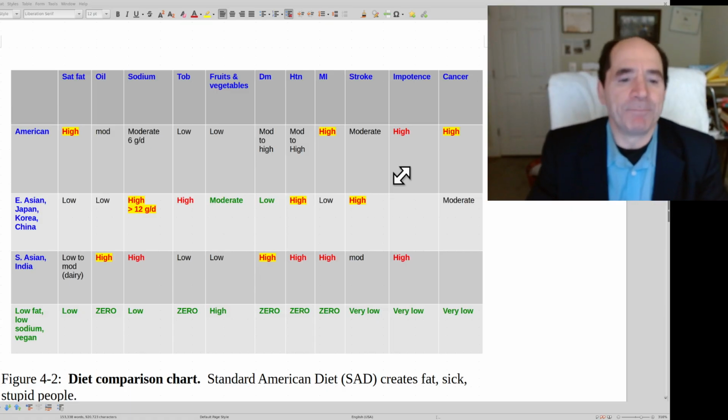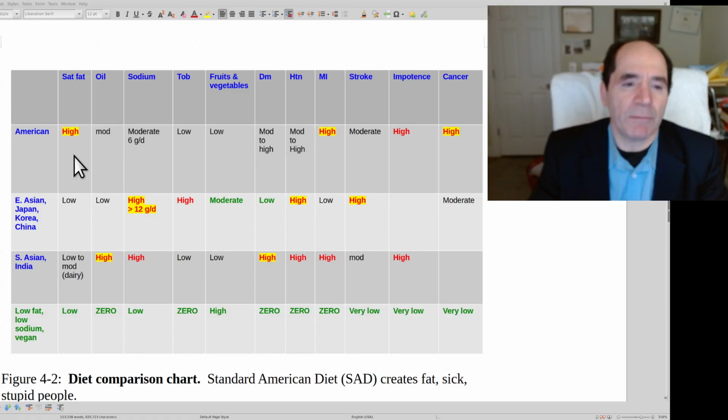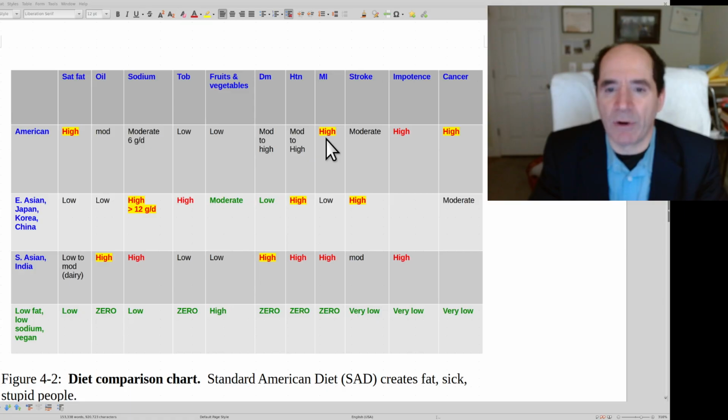All right, diet comparison chart. So the American diet, the SAD diet, standard American diet, very high in saturated fat. It has a moderate amount of oil, moderately high in sodium, and it's a disaster for health. Causes tons of atherosclerosis, and the most common cause of death is myocardial infarction. Moderate amount of strokes, and guys often are impotent before they have symptoms of heart disease, okay, and very high incidence of cancer. So it's for chumps.